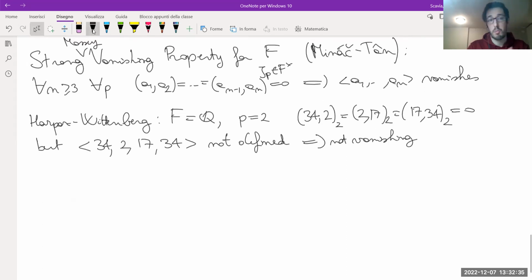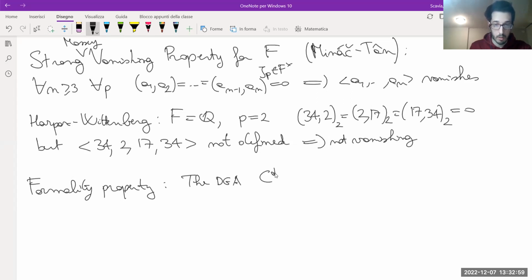Okay, but still, this is an interesting property to consider. And then there is an even stronger property, which is the formality property. This was already considered by Hopkins and Wickelgren. So the formality property, again for the field F, is that the DGA, say Gamma F, sometimes I will just write F, is formal.